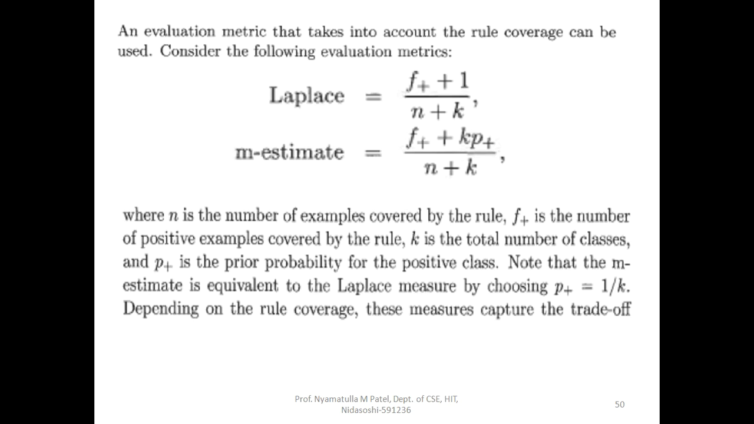Here, n is the number of examples covered by the rule. So, how many examples are classified by a particular rule, that represents n. f+ is the number of positive examples covered by the rule, positive examples that are giving a positive value. k is the total number of classes, and p+ is the prior probability of the positive class.